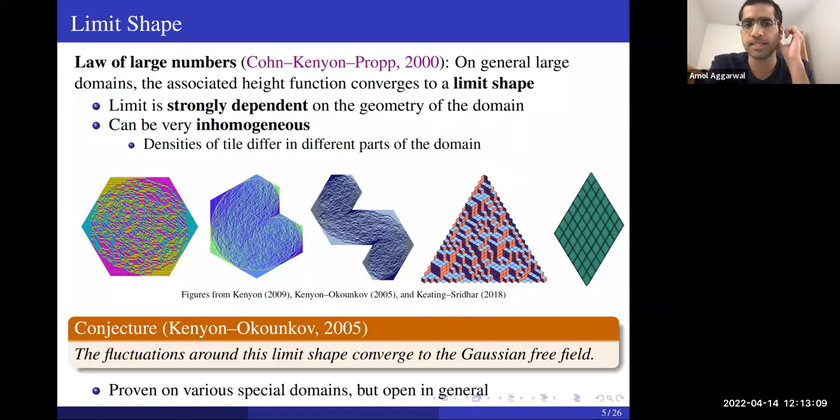The first is that it's strongly dependent on the geometry of the domain. And hopefully you can see that based on these five pictures over here, in which I've drawn five different domains. The first is a hexagon. The second is some octagon. The third is some sort of S-shaped polygon. The fourth is a triangle, but with jagged edges. And the fifth is a parallelogram. I've taken a random lozenge tiling of each one, and as you can see, they all look fairly different, on a global scale. So the limit shape will inevitably depend very strongly on the domain.